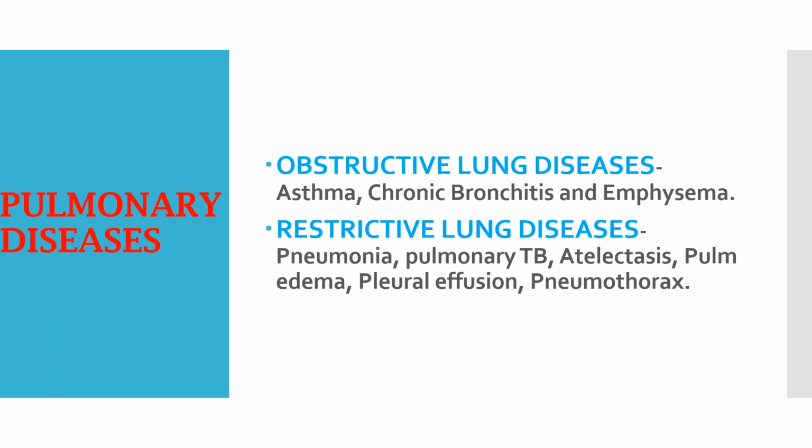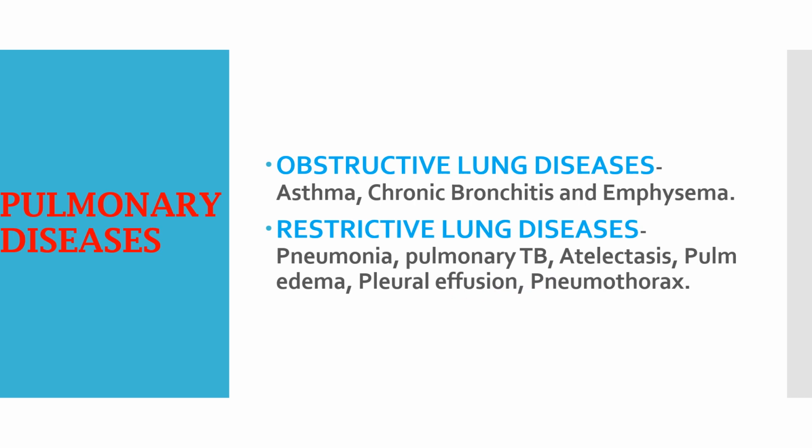Now we will see the physiological peculiarities of some of the pulmonary diseases to understand the pathophysiology of respiratory insufficiency occurring in these diseases. Various pulmonary diseases we can categorize into obstructive and restrictive types. The common diseases in obstructive type of lung diseases are asthma, chronic bronchitis and emphysema. And in restrictive type: pneumonia, pulmonary tuberculosis, atelectasis, pulmonary edema, pleural effusion and pneumothorax, etc.